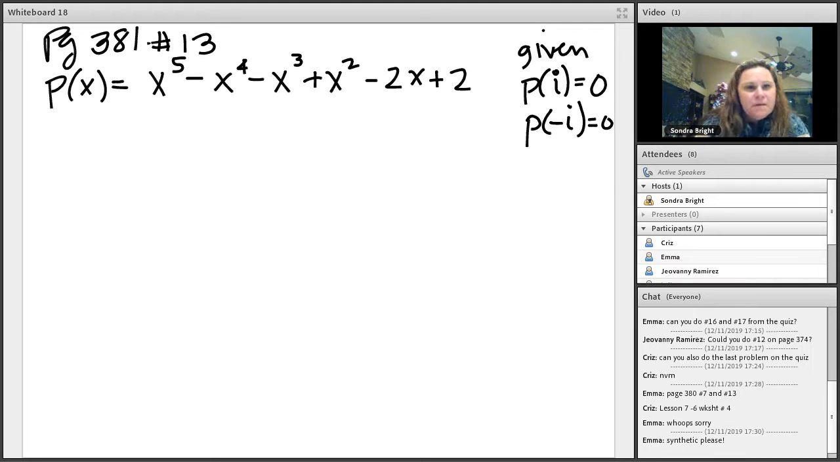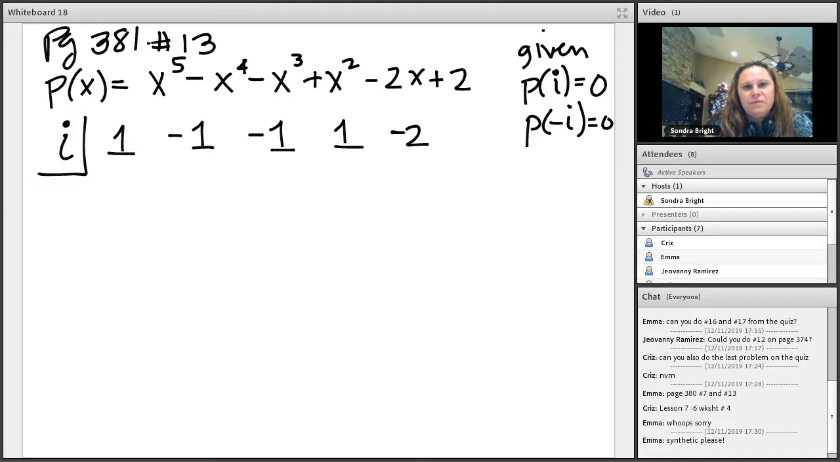Okay. So I'm gonna plug in these two zeros that I know, right? I'm gonna plug in i into the synthetic division. My coefficients are 1, 1, 1, 2... I'm not missing any coefficients, so they are a 1 and then a negative 1 and then a negative 1 and then a positive 1 and then a negative 2 and then a positive 2.